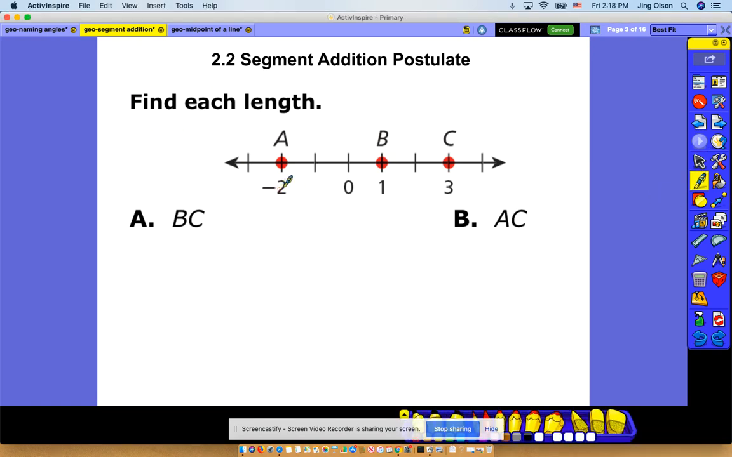Okay, A is on -2, B is on 1, C is on 3. Find BC. From B to C, how long is that? This is 1, this is 3, right? So it's 3 minus 1, which is 2. And what is AC? From A to C is -2 to 3. If you count, it will be 1, 2, 3, 4, 5. This is 5. If you're going to use subtraction, you do 3 minus -2. So you do the right side coordinate minus the left side coordinate, which is 5. So either way, this is 5.